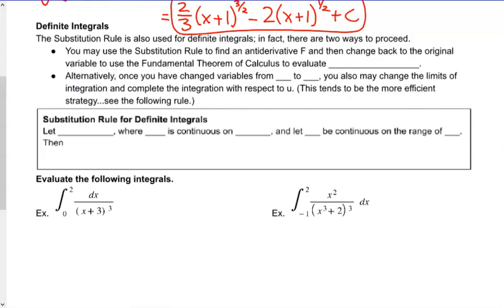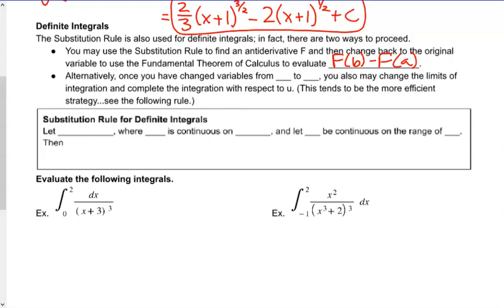All right, so the substitution rule is also used for definite integrals. In fact, there are two ways to proceed. You may use the substitution rule to find an antiderivative, just like what we did up here, and then change back to the original variable, in terms of x, to use the fundamental theorem of calculus to evaluate F of b minus F of a. So keeping the same limits of integration that you originally had, in this case 0 and 2, you can go back in terms of x and plug it in.